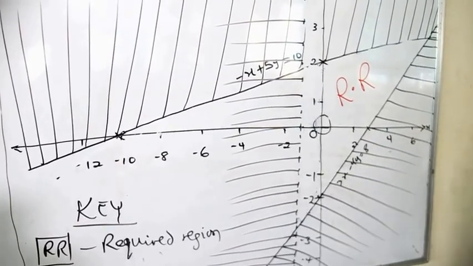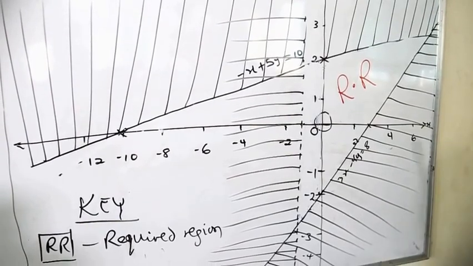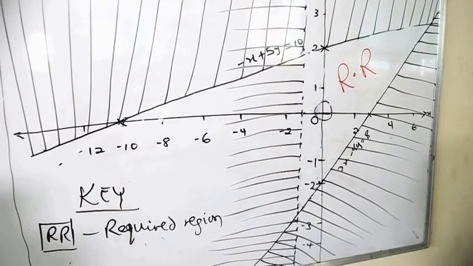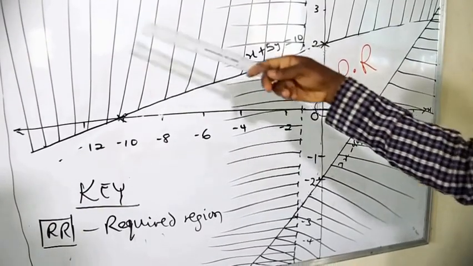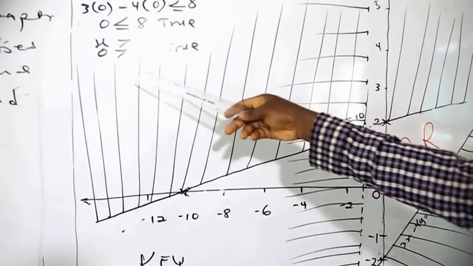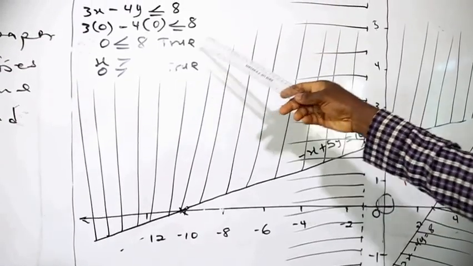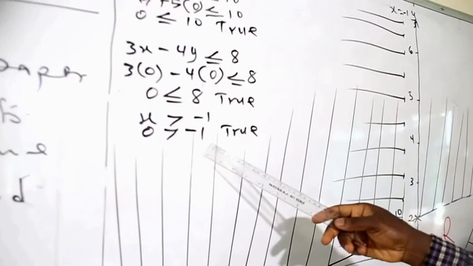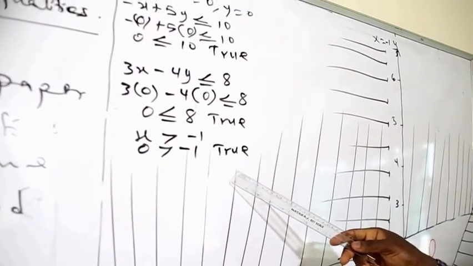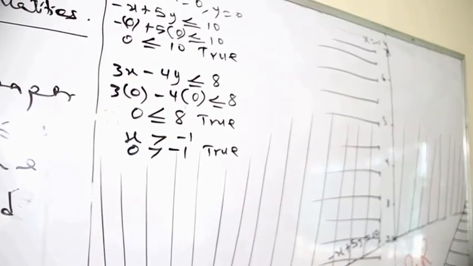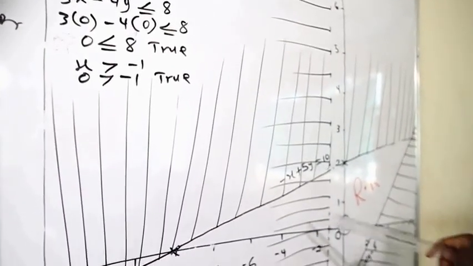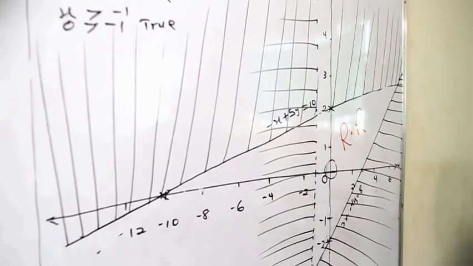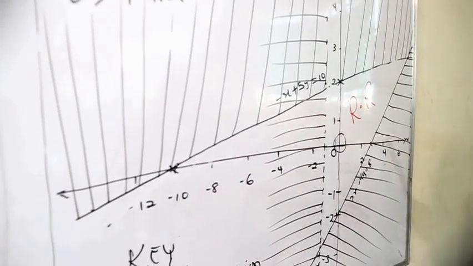And again, we are interested in the required region. The region that is not required should be shaded out. So even if we are going to use a test, by putting 0, we still get 0 is greater than minus 1, which is true. Meaning 0 should be part of the solution.